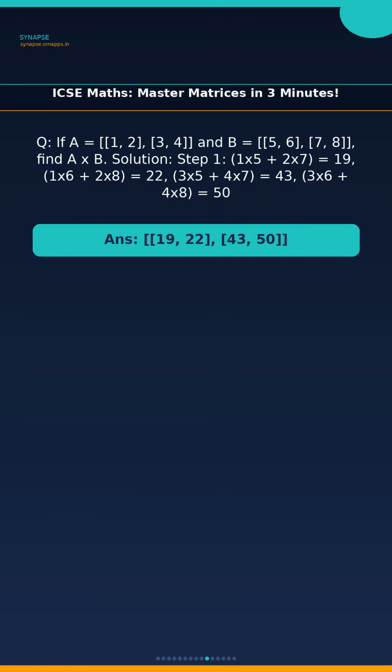Okay, let's solve a question. Here's a typical ICSE exam question. The matrices A and B are given, and we need to find A multiplied by B. I'll walk you through each step, so you can see exactly how it's done.